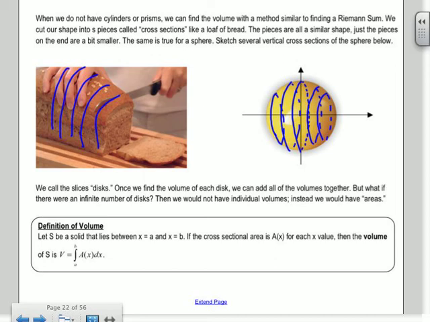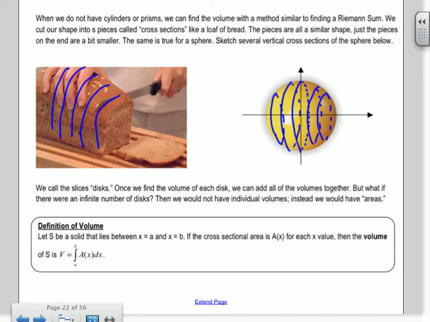Once we find the volume, or not the volume, the area of each disk, we can add all of the areas together. You can think of it as volume of the disk if you think of it having a thickness, but we're going to have an infinite number. So what if there were an infinite number of disks? Then we would not have individual volumes. Instead, you'd have areas. Does this make sense?